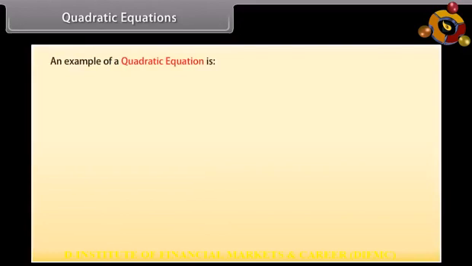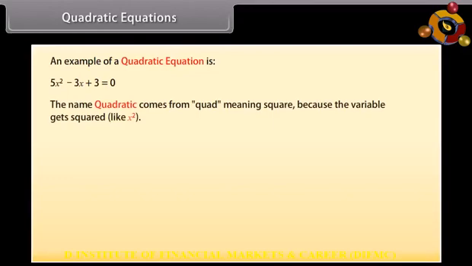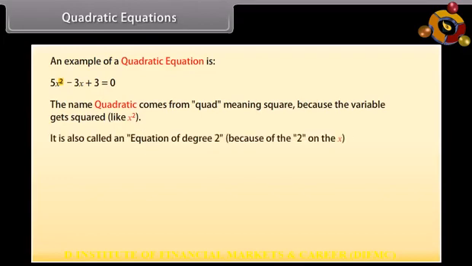Quadratic equations. An example of a quadratic equation is x square plus 5x plus 6 equals 0. The name quadratic comes from quad, meaning square, because the variable gets squared, like x square. It is also called an equation of degree 2, because of the 2 on the x.